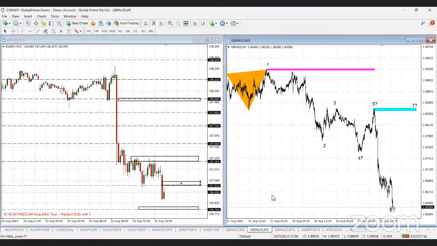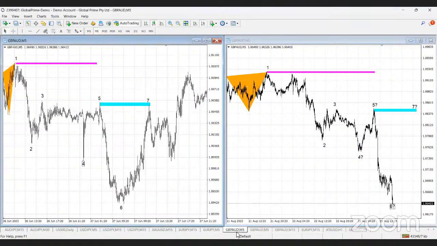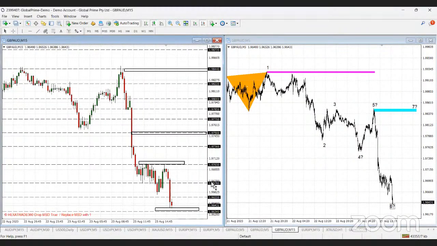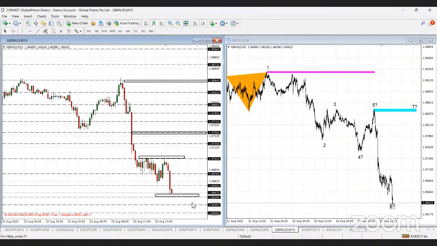Does that mean that Pound Aussie has failed? Nope. If you remember before the news, I drew out this box, and I said we can pull down to that box. Now, if we pass this box and we start heading lower, then yeah, I'm not even looking at this anymore.